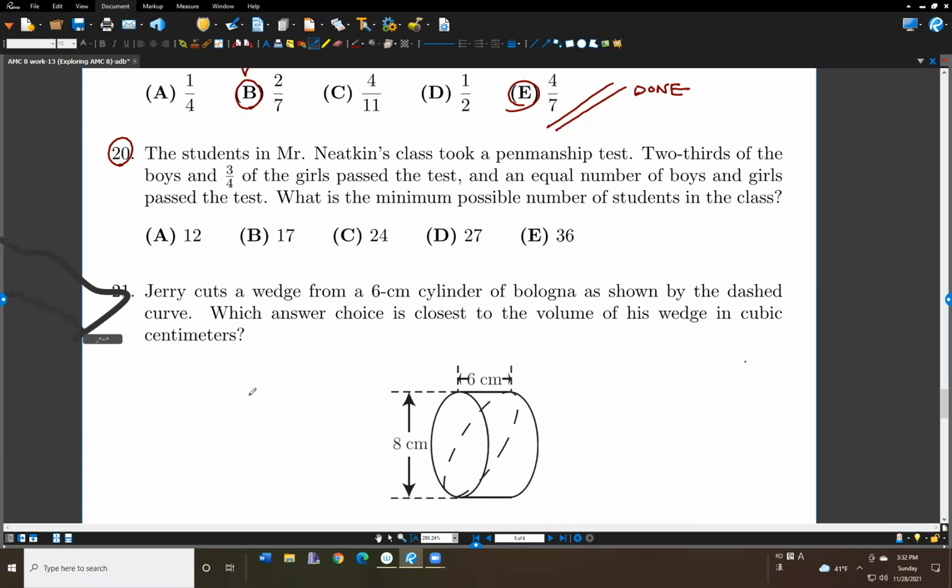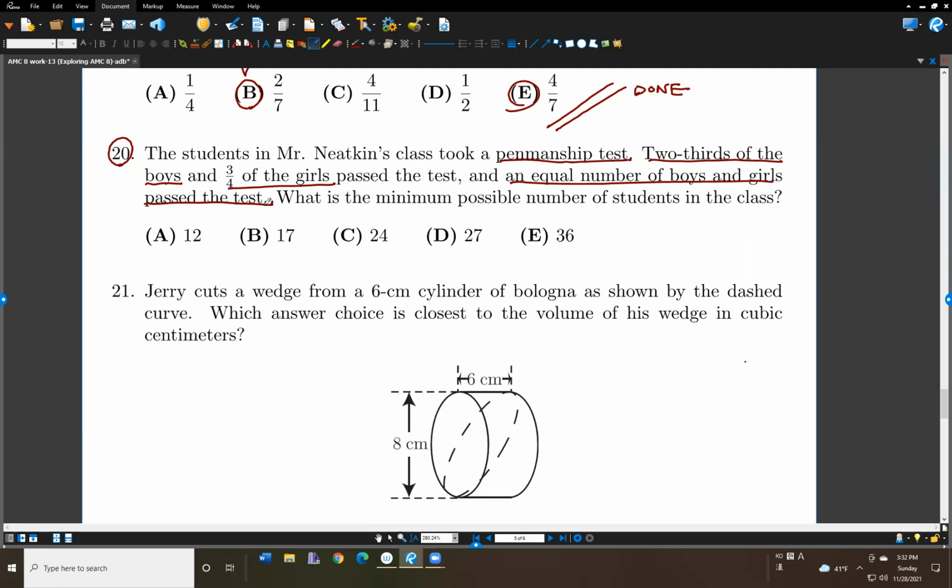The student in Mr. class took her penmanship. 2/3 of boys and 3/4 of girls passed. That's the constraint. They are all equal numbers.